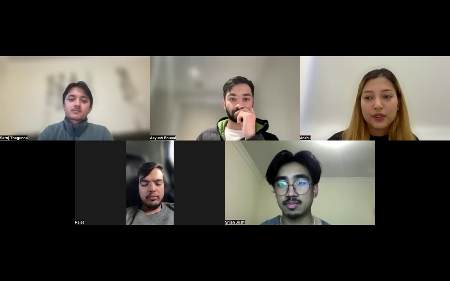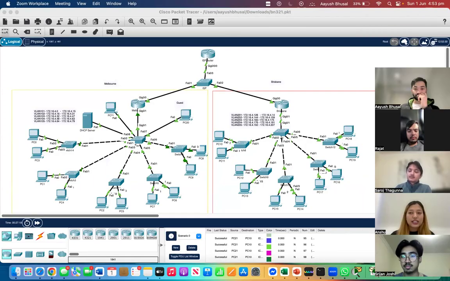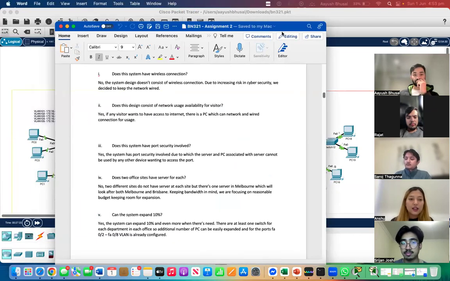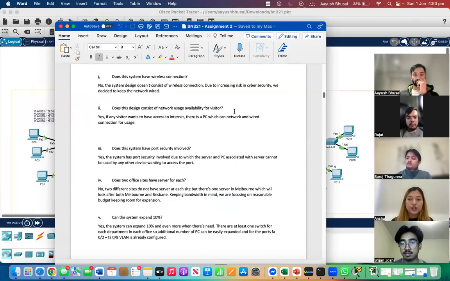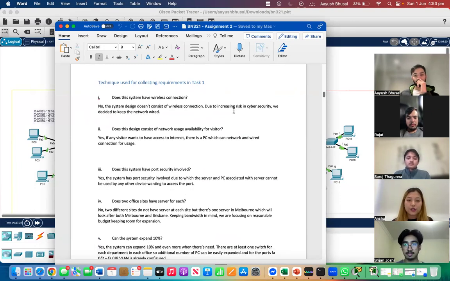So moving on, I'll be discussing the techniques that were used for collecting the requirements. We used a questionnaire to collect the requirements in this assignment, and we gathered 5 questions. The first one goes: does the system have any wireless connection or not? The system design doesn't consist of any wireless connection, as we were keeping the budget in mind, and it also increases the risks in cybersecurity.